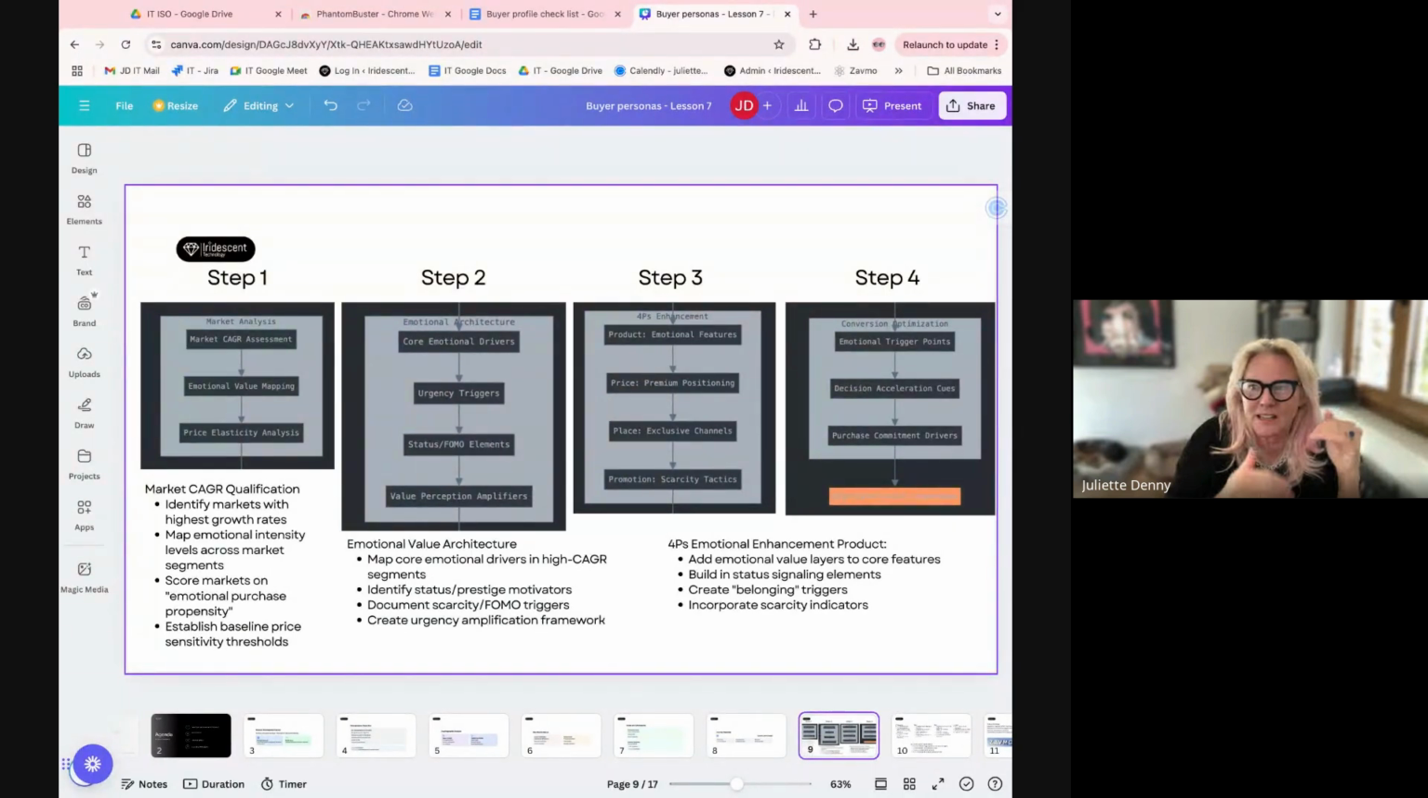So urgency triggers can include things like fear of missing out. If you don't do this now, what's going to happen? Now, you don't want to do fear mongering and horrible type marketing, but you do need to get them across the line into the sales process, right? So it's looking at what is going to drive those buyers into the activity phase, which is purchase. And then you also want to look at value perception amplifiers.